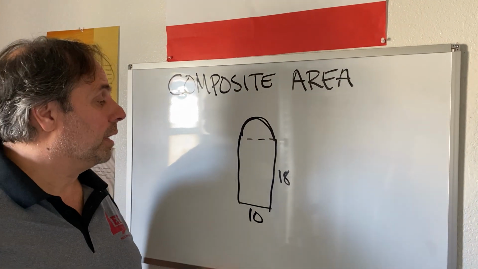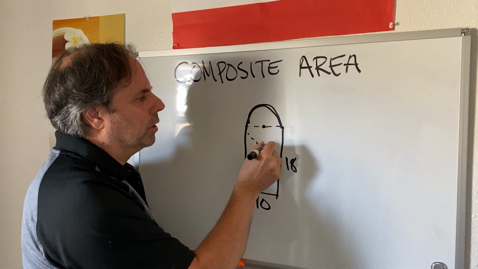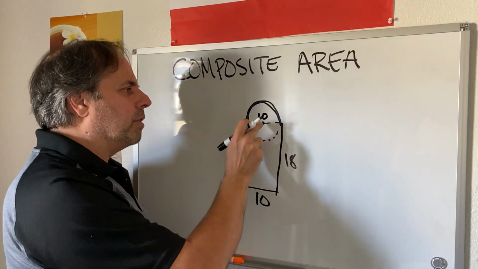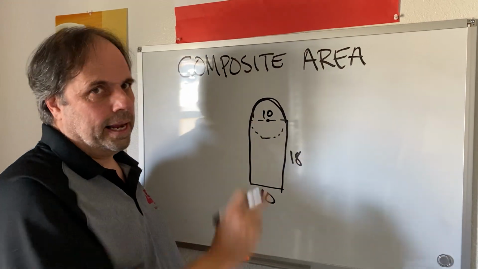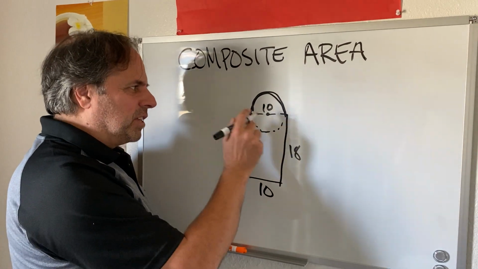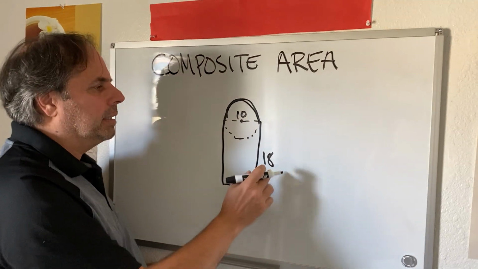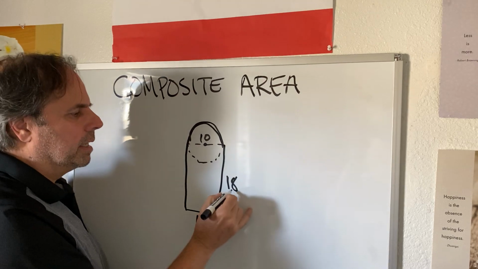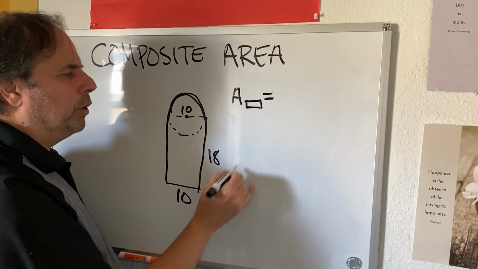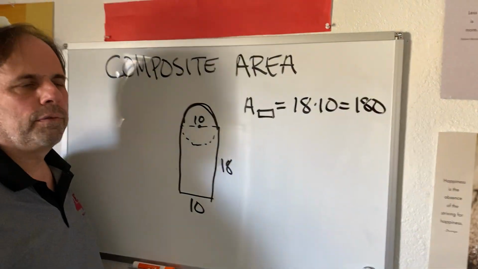Well, we can do this, right? We would know then that the diameter of this circle is 10 as well, right? Since this is rectangular, this side of the rectangle is congruent to this side of the rectangle. They have the same measure, okay? Well, first we can figure out the size of this rectangle here very easily by multiplying the base times the height. So the base is 10, the height is 18, so the area of the rectangle is equal to 18 times 10, which equals 180 square feet.